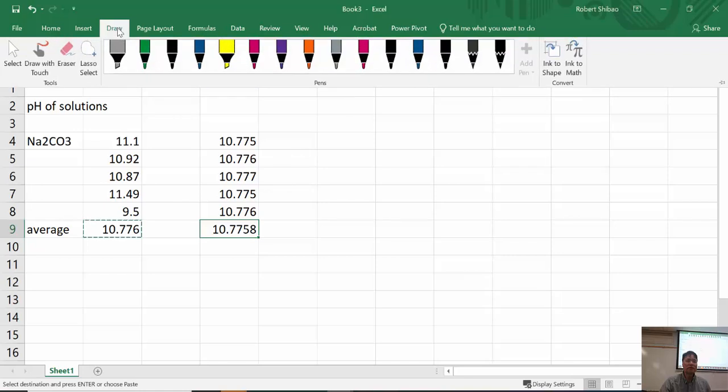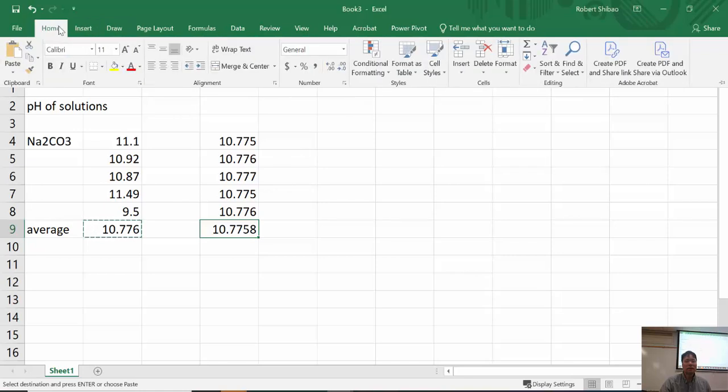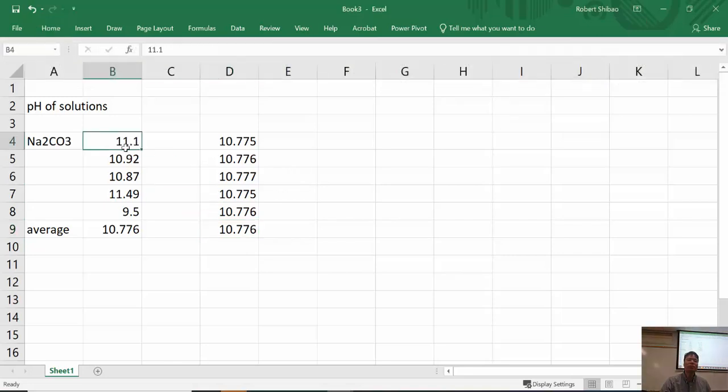In Excel, you can change the number of sig figs by increasing or decreasing it. But do you see, I see basically the same average here. What's the difference? The difference is in the spread. This one has a very wide spread of data, all the way from 9.5 to 11.1, whereas this one has a very tight spread, from 10.775 to 10.777. When we look at the average, can you tell how wide the spread of the individual data points is? There's no way you can tell, so we lose that information.